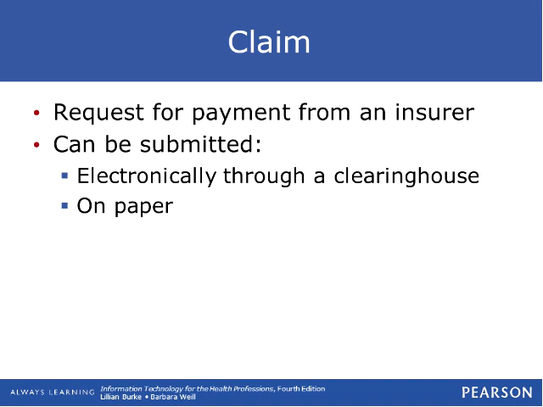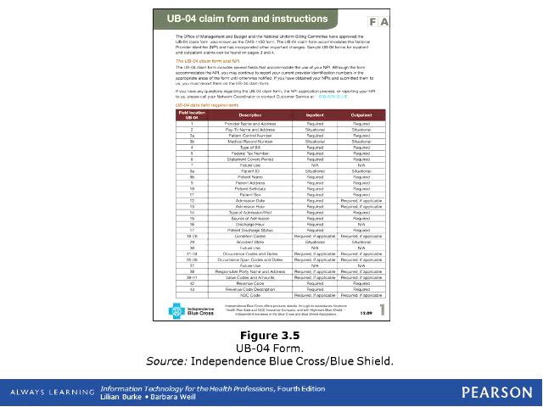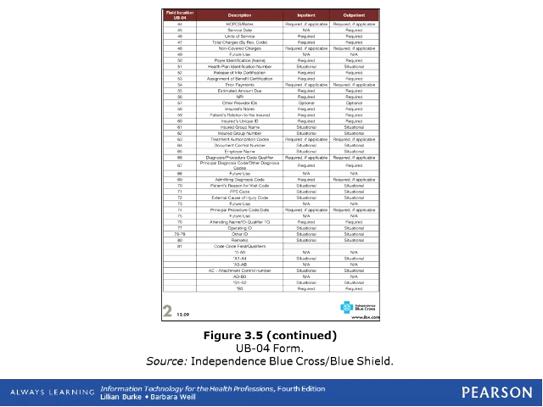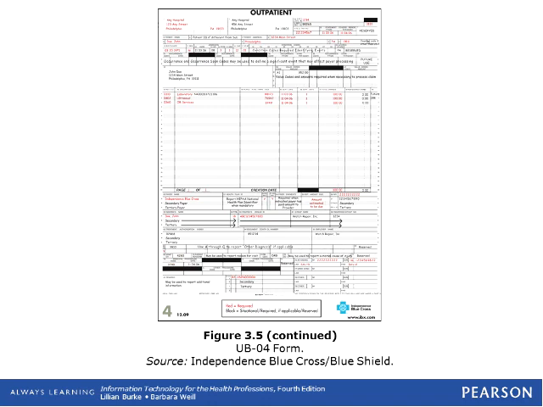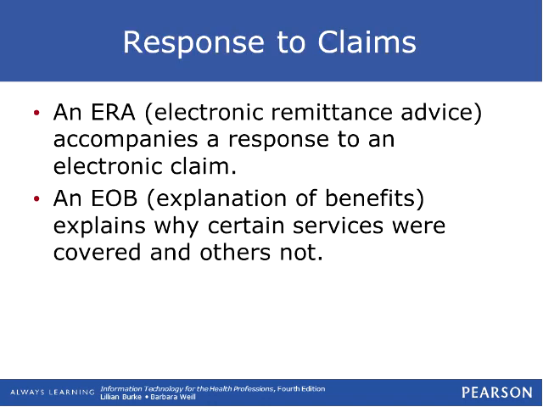It can be submitted electronically or on paper. Many systems now are not accepting paper claims anymore. They have to be submitted electronically through what's called a clearinghouse. They get sent to an organization, a company that puts them together and puts those charges together. This is the Independence Blue Cross Blue Shield claim form, and this is done electronically also through that system. And there's a continuation of that. This is the UB04 form for the Blue Cross Blue Shield.